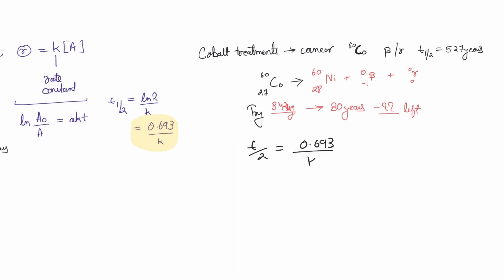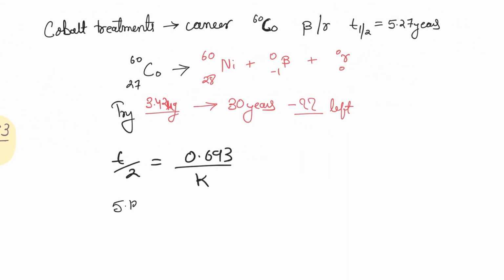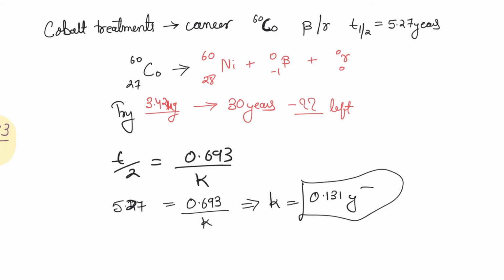Okay, I hope you did. So first let's find out what is k. So T half, you already know the formula, 0.693 upon k. T half is already given to us. So we just find out k, that is around 0.131.